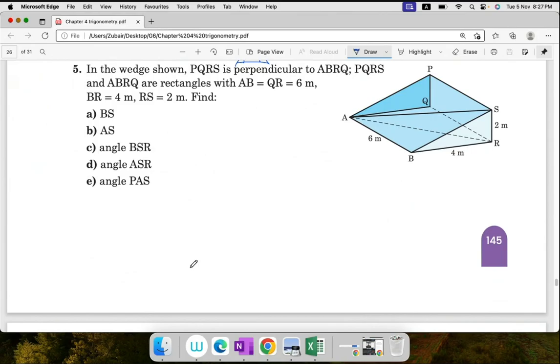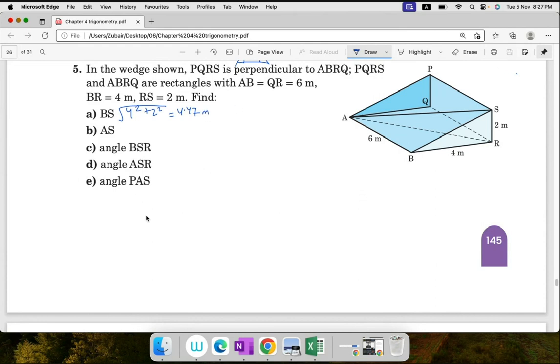What is the length of BS? Anyone done yet? Almost. Are you using calculators? Yes, sir. Okay. It's 4.47. Square root of 4 square plus 2 square is 4.47 meters.